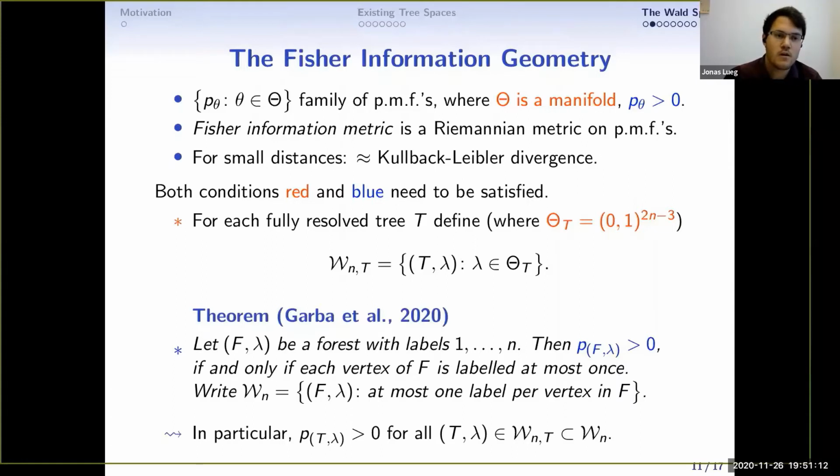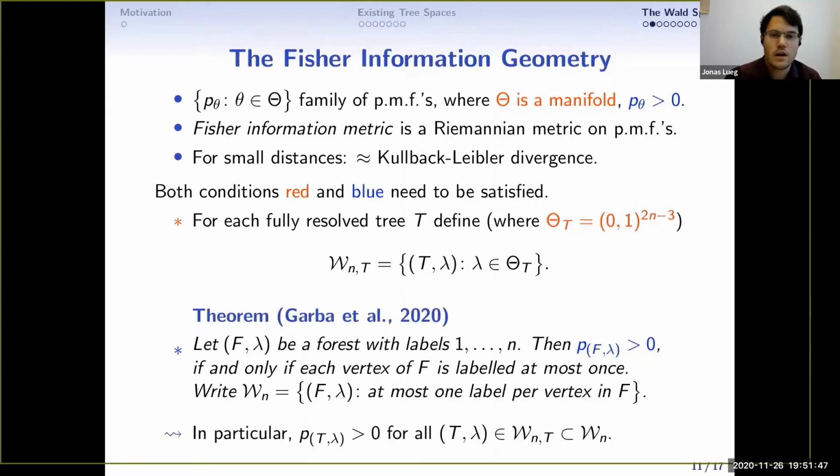And then you can imagine that the Fisher information metric is a Riemannian metric on this family of probability mass functions. And for small distances, the metric induced by the Fisher information metric is approximately the Kullback-Leibler divergence. There you can also see why the probability mass functions need to be strictly positive, because we will take a logarithm of them. Now, we need to make sure that both conditions are satisfied so that we can actually use the Fisher information geometry.